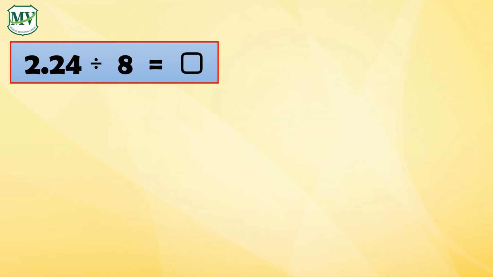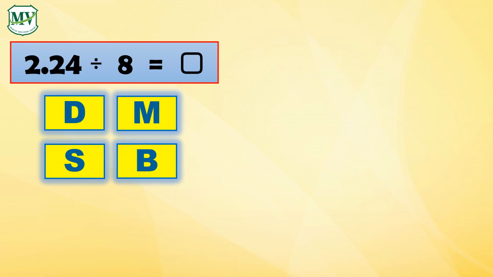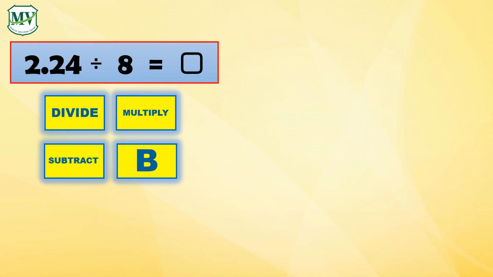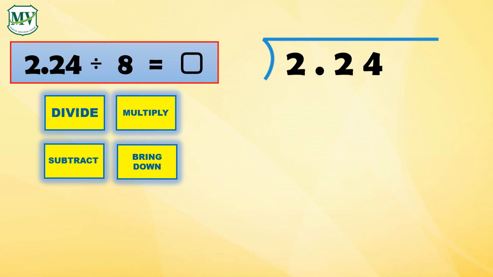Remember what we do in long division? Just remember the acronym DMSB. D is for divide, M is to multiply, S is to subtract, B is to bring down. Let's take a look at the given. 2 and 24 hundredths divided by 8. We're just going to do the long division method. We follow DMSB. Let's start dividing.